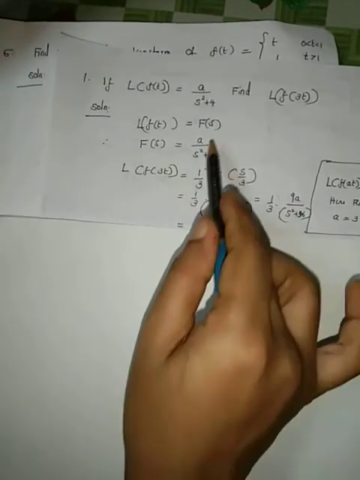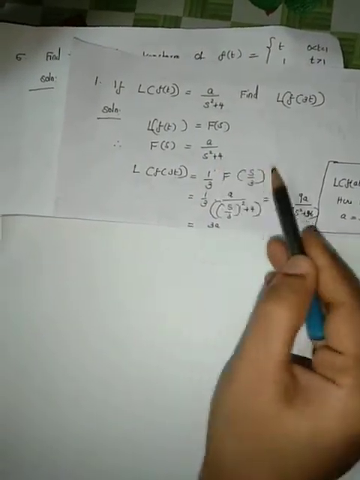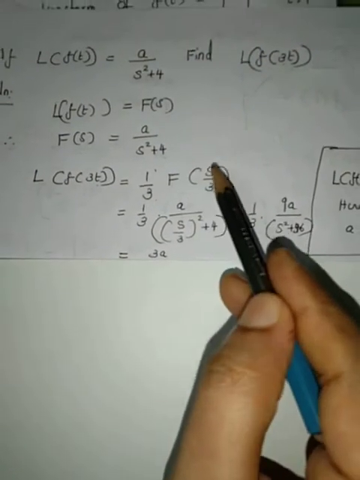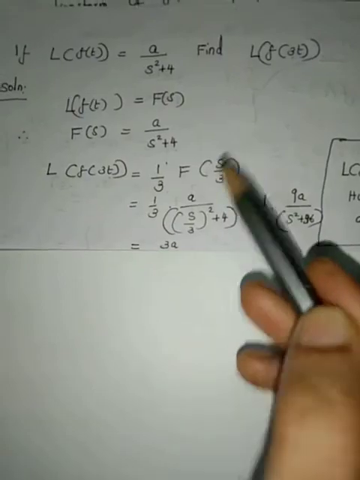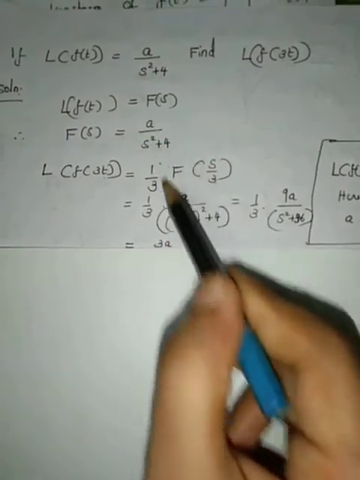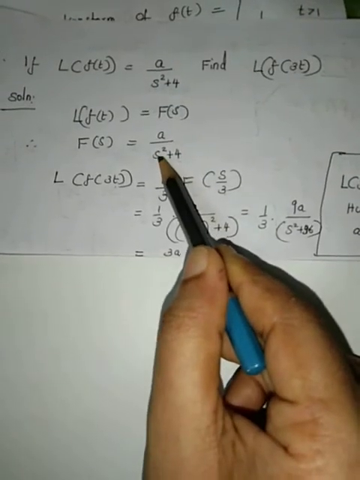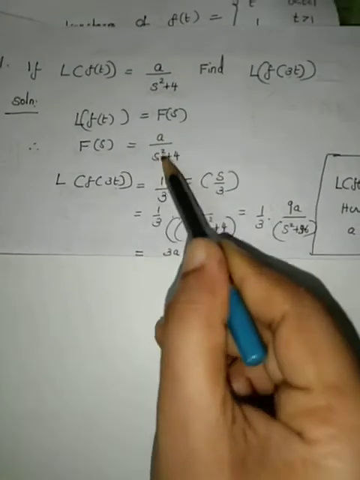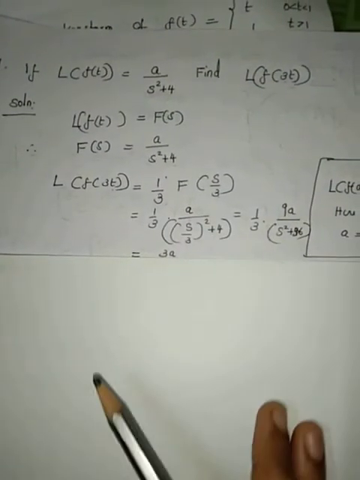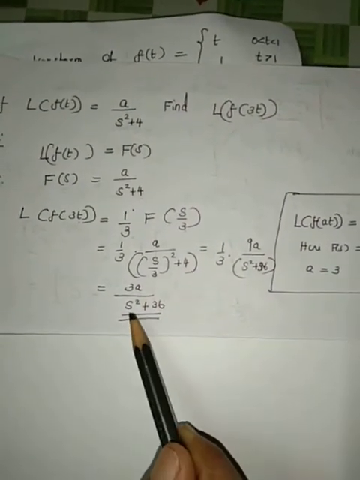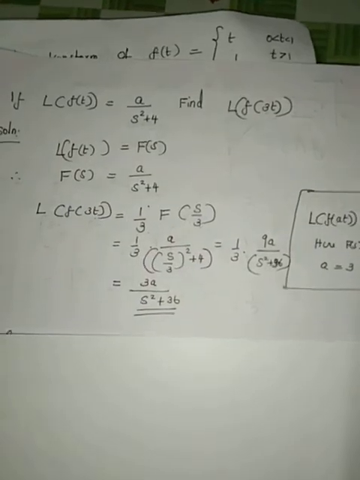Then here f of s is a by s square plus 4. Therefore f of s by 3, to find it, replace s by s by 3. So it is 1 by 3 into a divided by s replaced by s by 3 all square plus 4. Simplifying, we get L of f of 3t is equal to 3a plus s square plus 36.